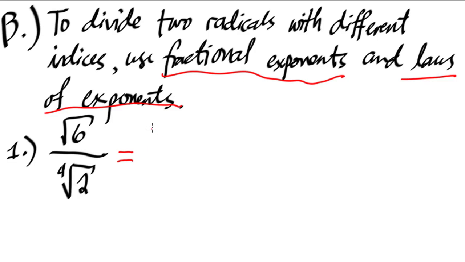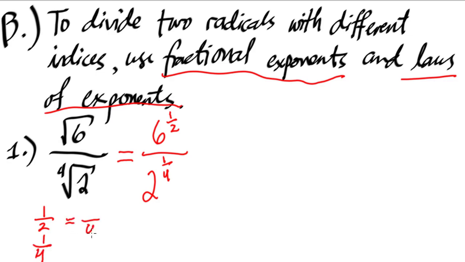So we put them back in fractional exponents. What we have is 6 raised to 1 half. There's a 2 here, right? That becomes the denominator. And down below, what we have is 1 over 4. So we'll find the LCD of 1 half and 1 fourth. You will eventually know that it's going to be 4. 1 fourth is still 1 fourth. 1 half is going to become 2 fourths. So this becomes 6 raised to 2 fourths all over 2 raised to 1 fourth.